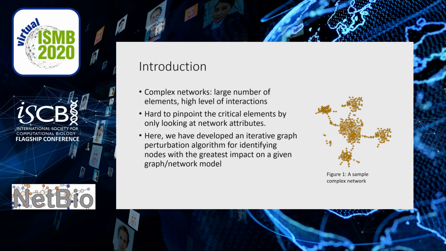Not all the elements of a complex network have the same level of importance when the network function is considered. There are nodes that affect the network function when eliminated. Here, we have developed an iterative graph perturbation algorithm to identify nodes with the greatest impact on a given graph or network model.